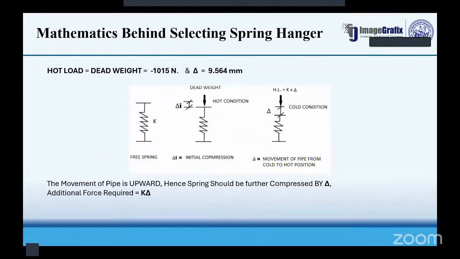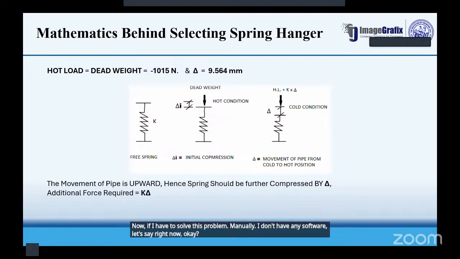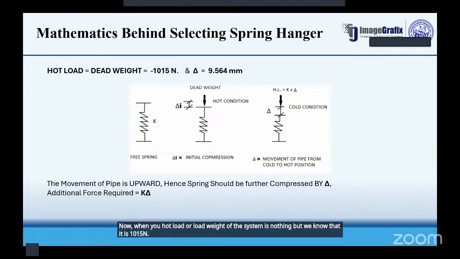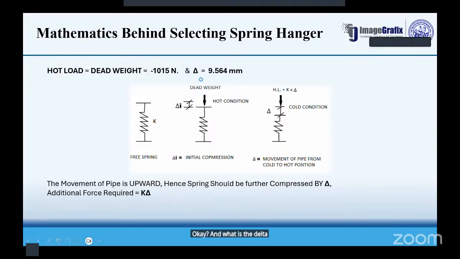Now we will see the mathematics. If I have to solve this problem manually, let's say I don't have any software right now, I have to solve it manually and see whether this result matches my manual calculation or not. My hot load, or dead weight of the system, is 1015 Newton. And what is the delta, or the movement? Movement is 9.564 mm. This is the amount of travel that my spring hanger should accommodate in the operating condition.